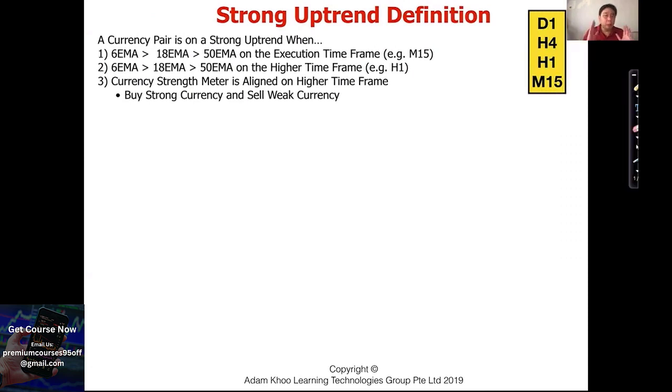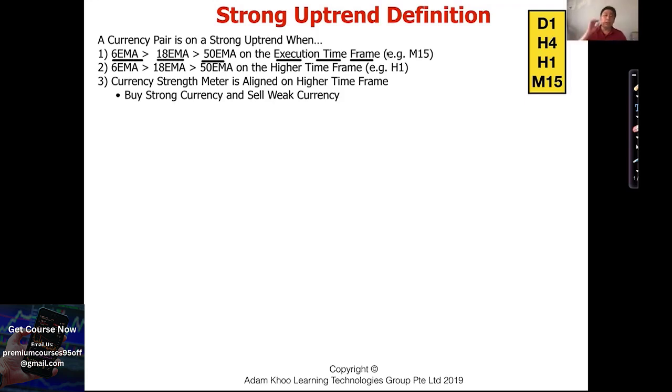All right, so the first thing to do is to define a strong trend. Let's begin with a strong uptrend. So a currency pair is in a strong uptrend when the 6 EMA is above the 18 EMA, 18 EMA above the 50 EMA on the execution time frame.